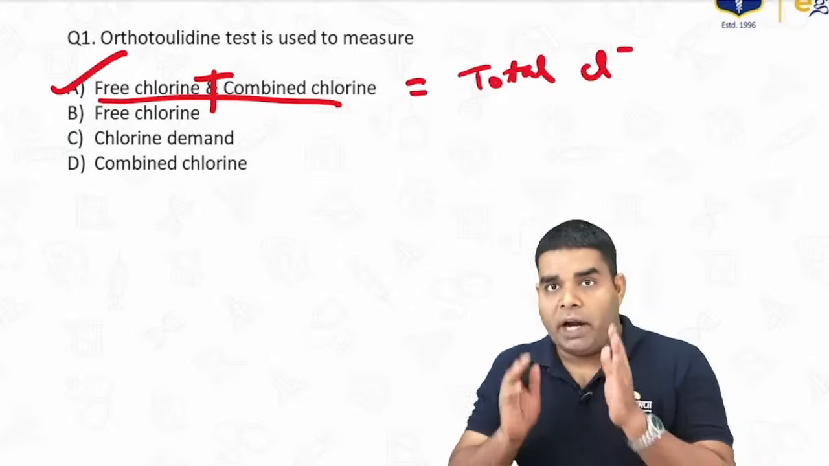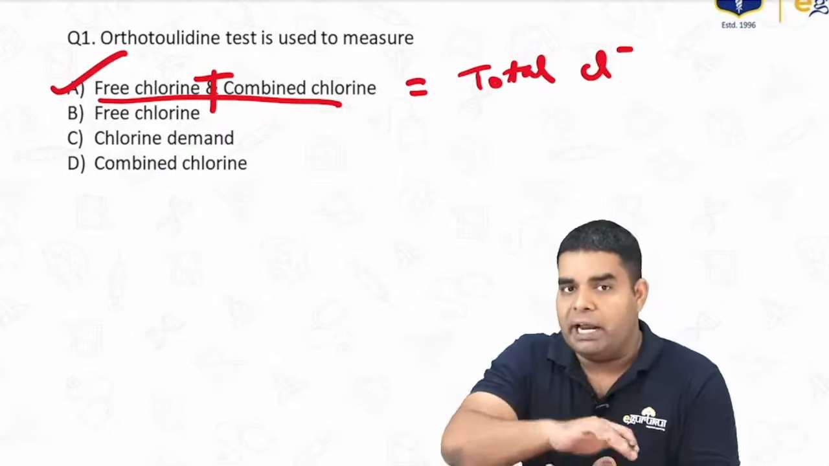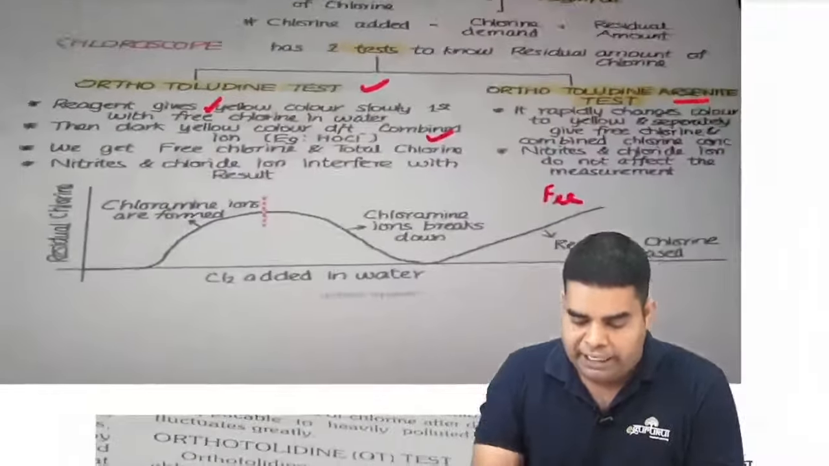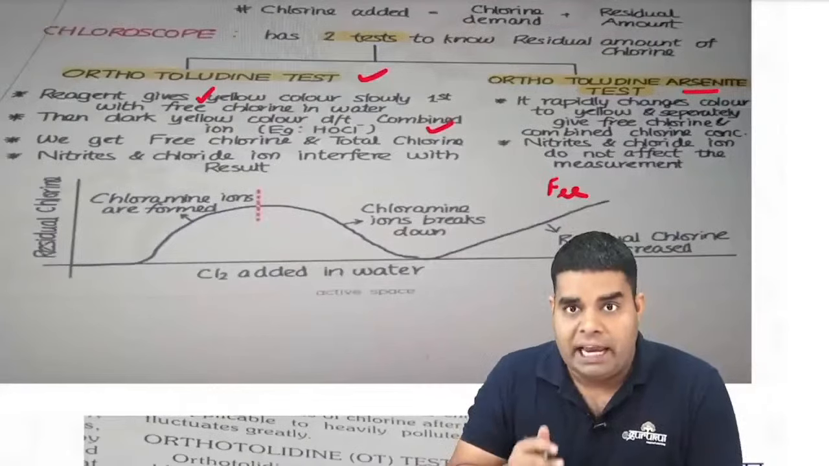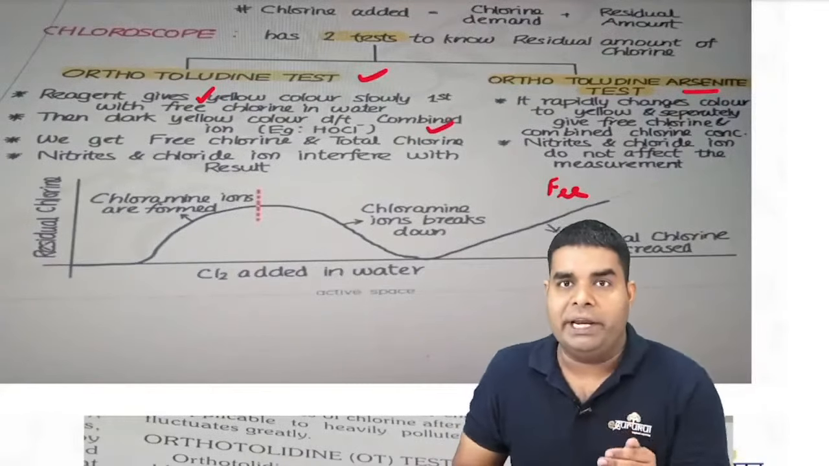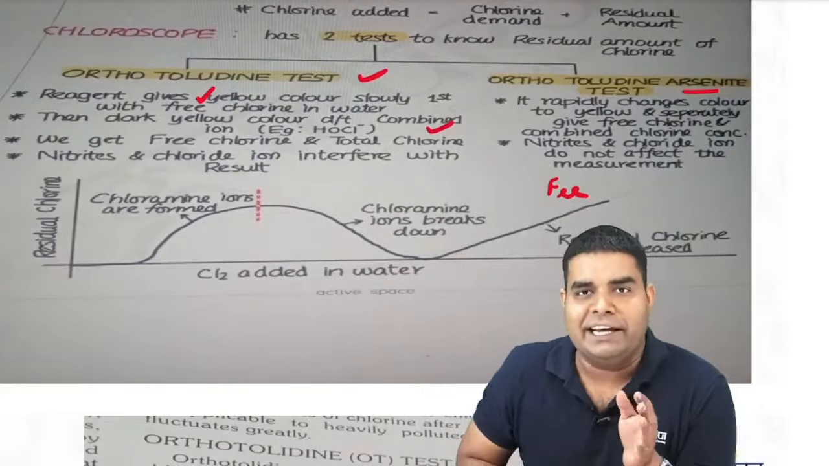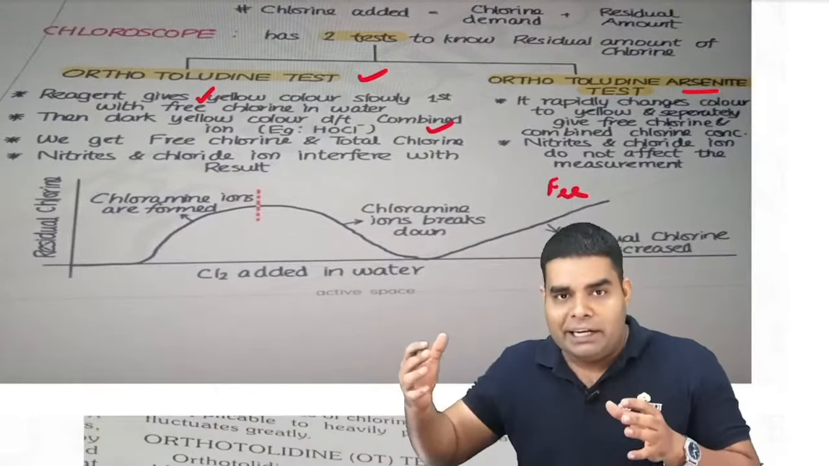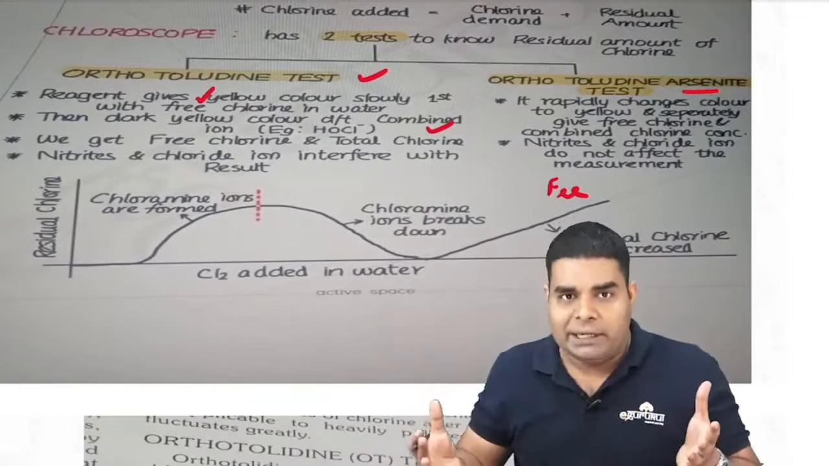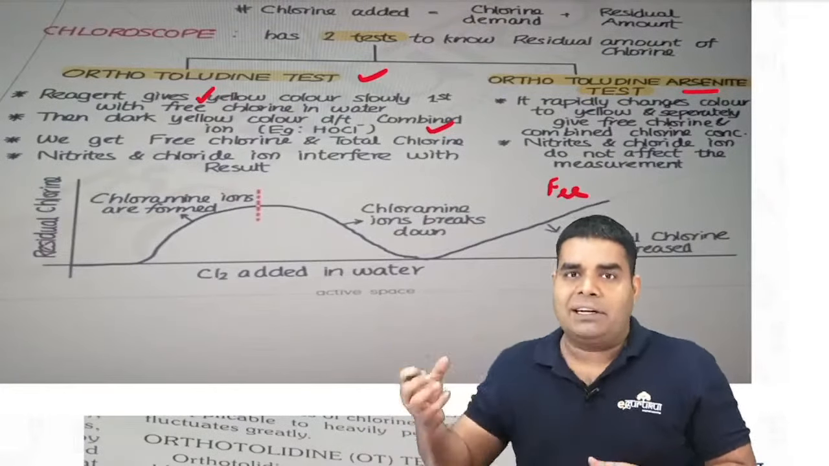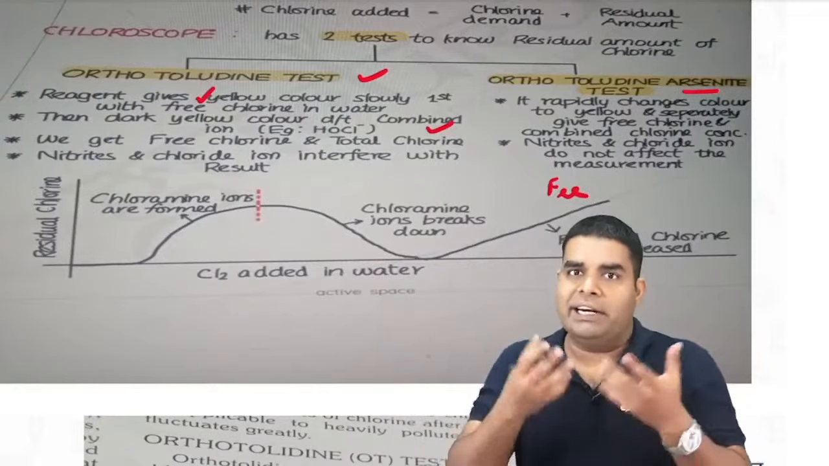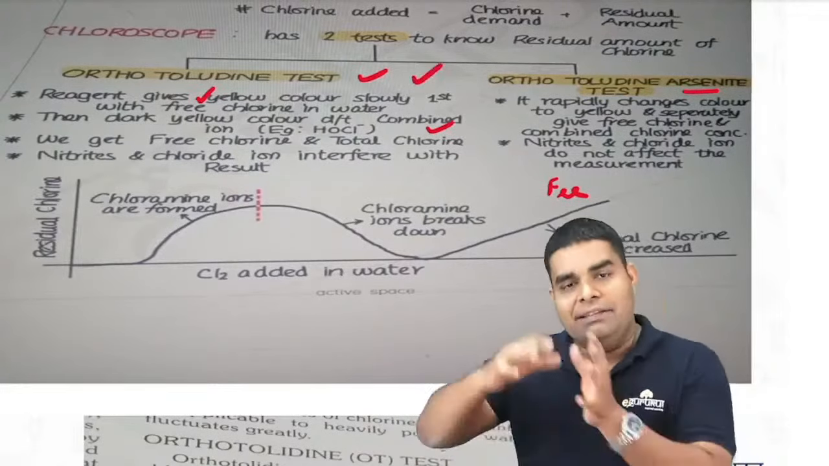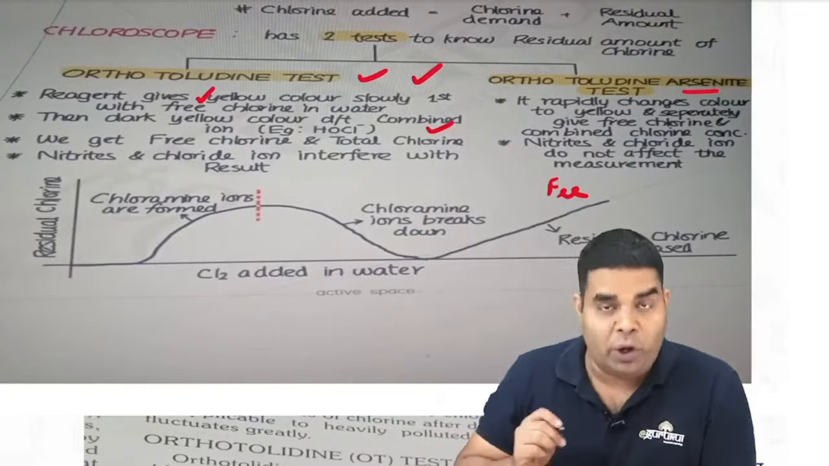Okay. So what is the difference between orthotoluidine and orthotoluidine arsenite? See, when you do the orthotoluidine test, as I have written, it first tells about free chlorine in the first 10 to 15 seconds. And then after 15 to 20 minutes, it tells about the total chlorine. So if you subtract free chlorine from total, you will get the combined chlorine as well. So it tells us about free chlorine and combined chlorine both.